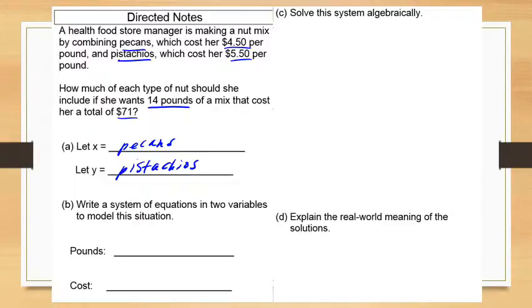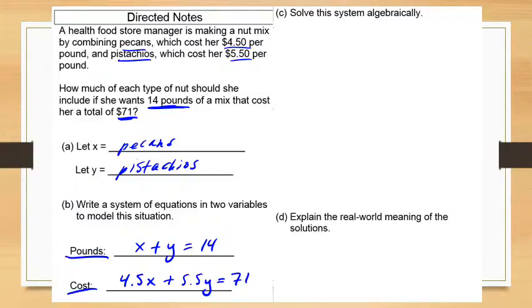Now we're going to write a system of equations. One of the equations is going to be about pounds, and one is going to be about cost. For pounds, X plus Y is going to equal 14, because that's how many pounds I want of the mixture. My cost is a little more complicated. I have to think about those different rates. So 4.50 times X plus 5.50 times Y is going to give me my $71 as my total cost.